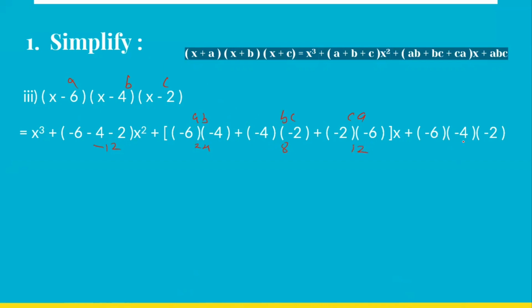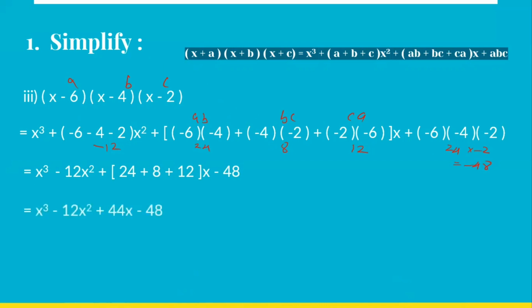And minus 6 into minus 4 is positive 24, into minus 2, which we are going to get as minus 48. So let's check the answer. We get x cube minus 12x square plus 24 plus 8 plus 12 into x minus 48. Add this all together: 12 plus 8 is 20, 20 plus 24 is 44. So our final answer is x cube minus 12x square plus 44x minus 48. I hope you have understood this.